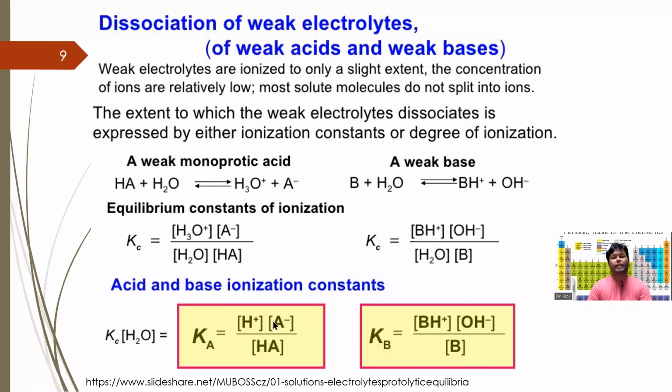That means the concentration of H plus and the concentration of Cl minus is a very large value, and the concentration of HCl is a very small value. So when we divide a very large value by a very small value, the ratio becomes even larger. Therefore, for a strong acid or a strong base, the acid dissociation constant or base dissociation constant is a very large number, and for a weak acid and weak base, the acid dissociation constant or the base dissociation constant is a very small number.